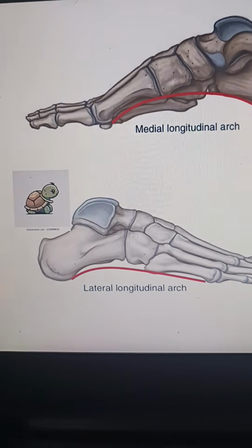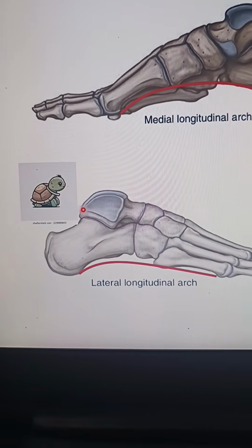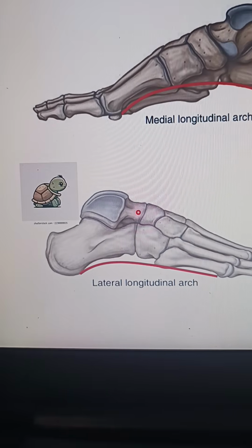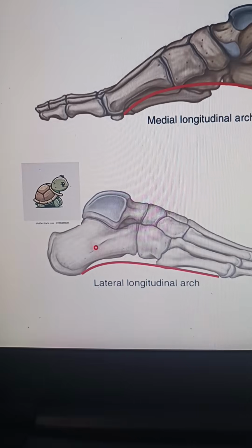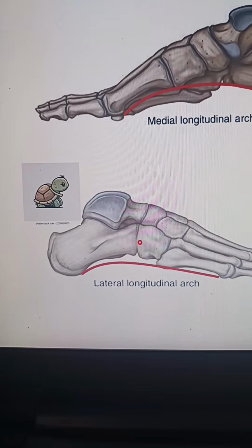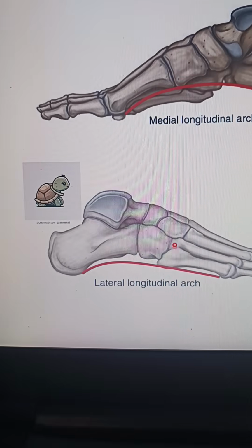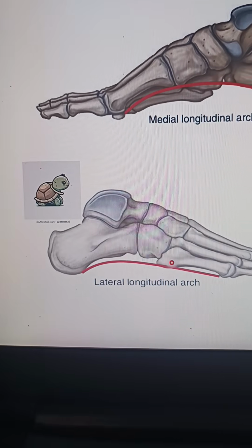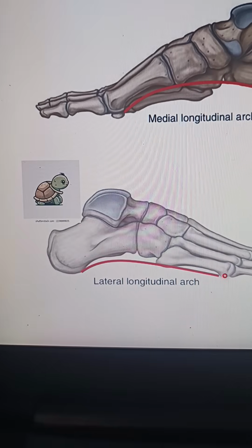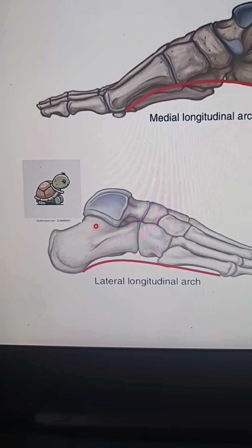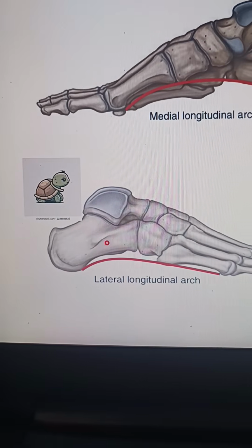Alright. Now let us see the lateral longitudinal arch. Again, the talus comes into the picture. There's a tortoise here. That's the body of the talus articulating in front. And here is the calcaneum. The calcaneum articulates with the cuboid bone, and you can see the two metatarsal bones here, and the head of the metatarsal is the anterior pillar.